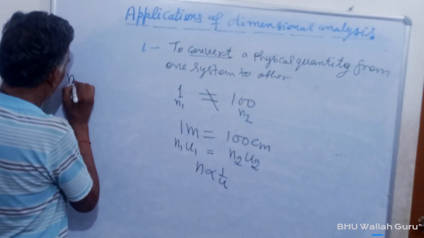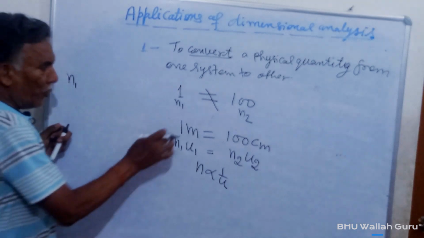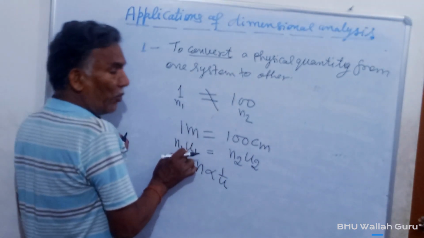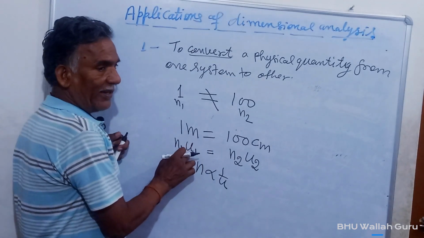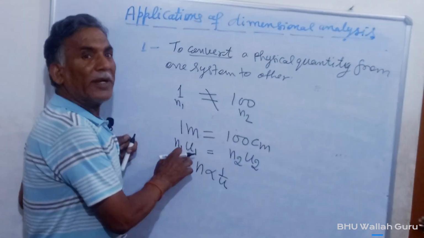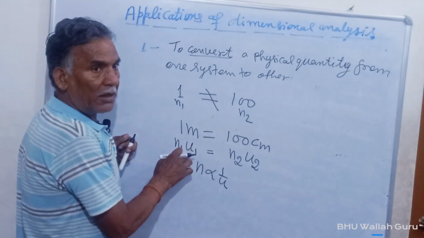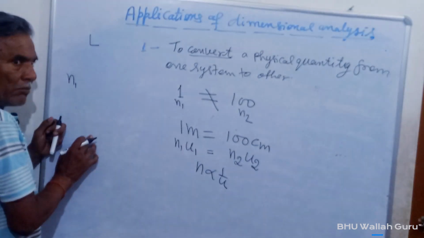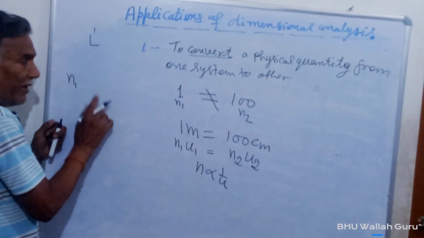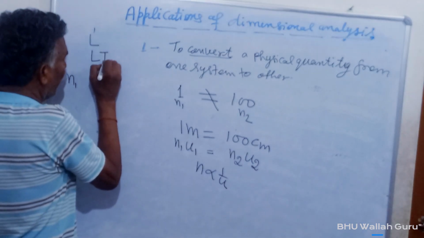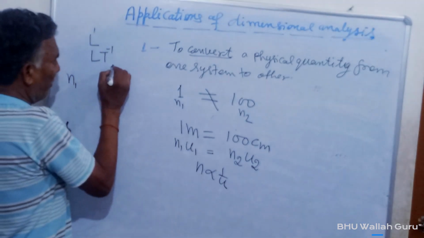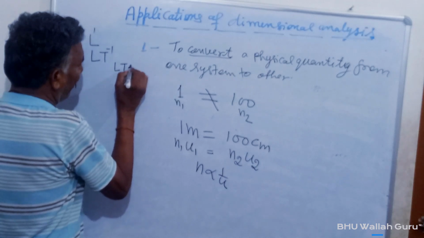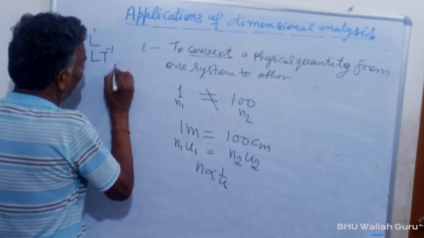n1, u1 is the unit. Suppose the quantity is length, then the unit is meter and the dimension is L. If it is length, the dimension is L to the power 1. If it is speed, LT minus 1. If it is force, LT minus 2.